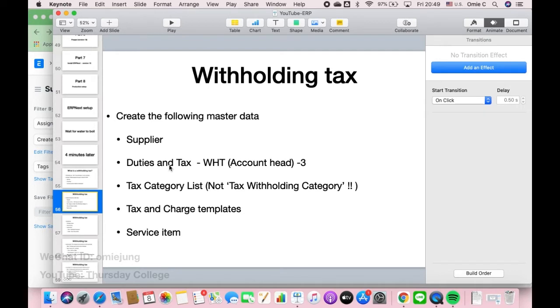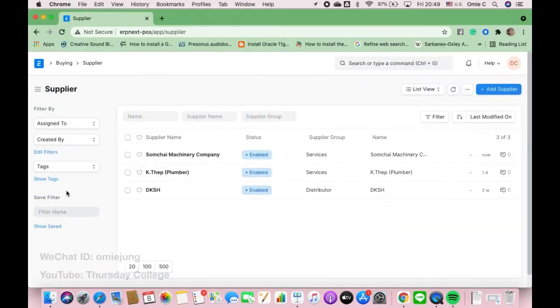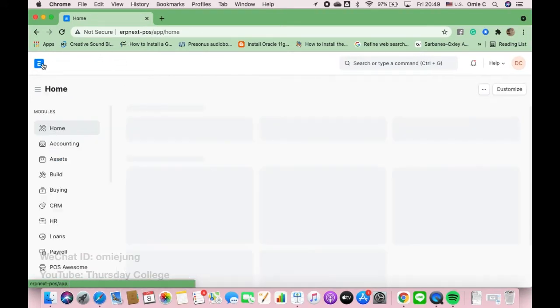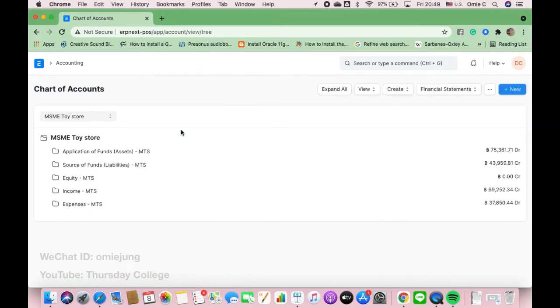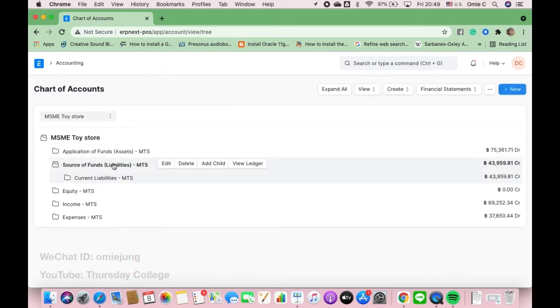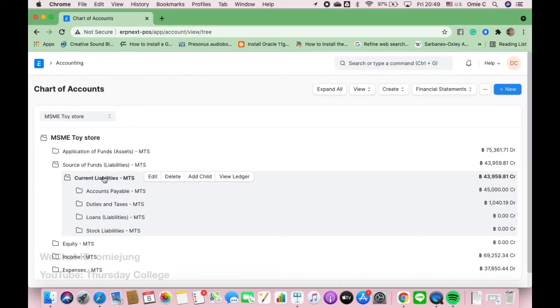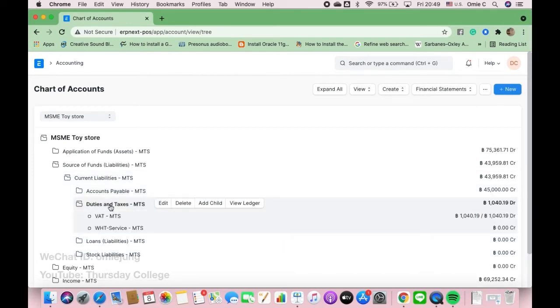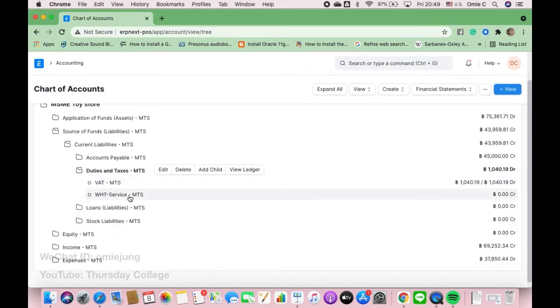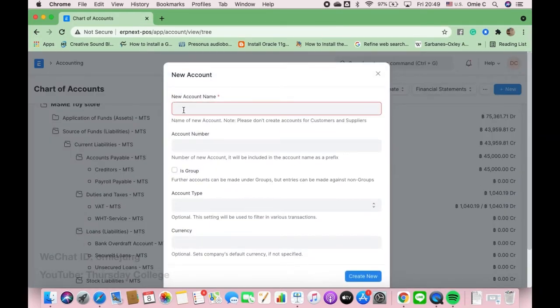We are supposed to have duty and tax. This one is going to be in the chart of accounts. However, I have done it already in my system, so I can show you. The chart of accounts is going to be in duties and taxes under current liability. Here you see I have withholding tax service already, but if you don't have it, you can set it as a child, withholding tax, and the account number you can leave blank.